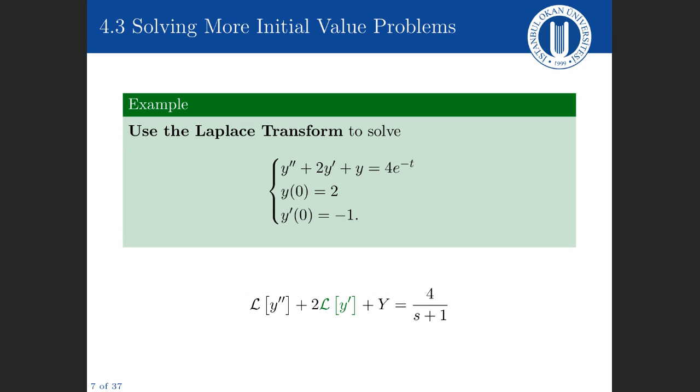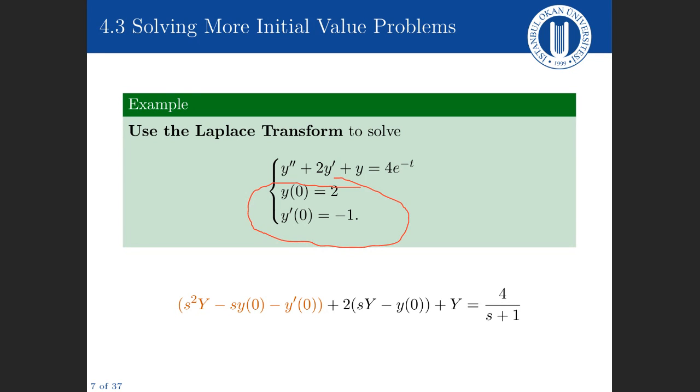The Laplace transform of 4e to the power minus t is 4 over s plus 1. Next, I'm going to do the Laplace transform of y prime. That's s capital Y minus y0. We can do the Laplace transform of y double prime. That's s squared capital Y minus s y0 minus y prime 0. And then we use the initial conditions.